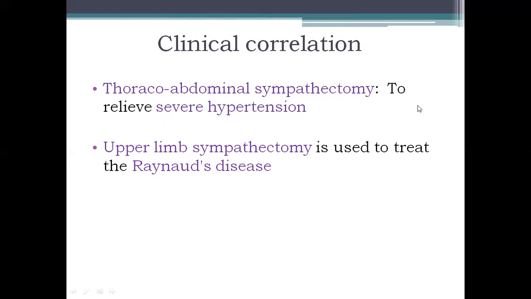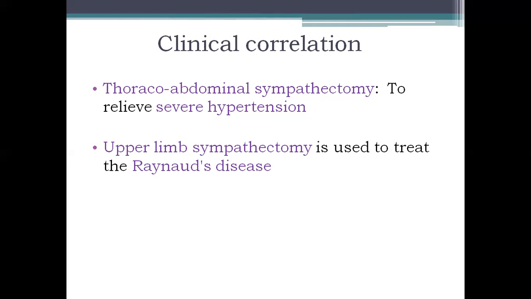They also use upper limb sympathectomy to treat Raynaud's disease. What is Raynaud's disease? The fingers, toes, and extremities feel very numb and cold in response to cold temperature or stress, because of constriction or vasospasm. If sympathectomy is done, it causes vasodilation, as we have seen earlier. When this vasodilation occurs, there will be free flow of blood, so that the extremities will be supplied with oxygen-rich blood.